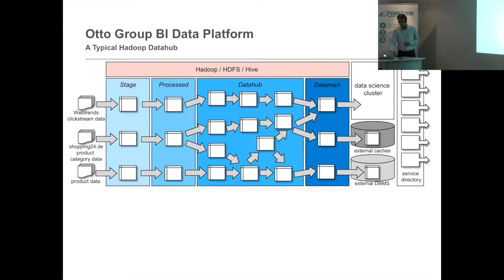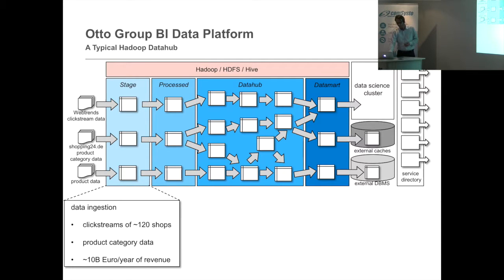Let's start with a little bit of background, what we did at Otto. We were building at Otto a thing called the Otto Group BI data platform. So it's a fairly standard Hadoop data hub. You have some data coming in, you have data ingestion. At Otto, we're getting click streams of roughly 120 shops, also some kind of product data, which things you could buy in these shops, and all these shops make up roughly 10 billion euro of revenue per year.